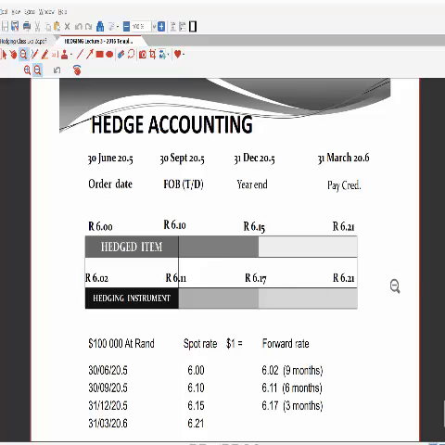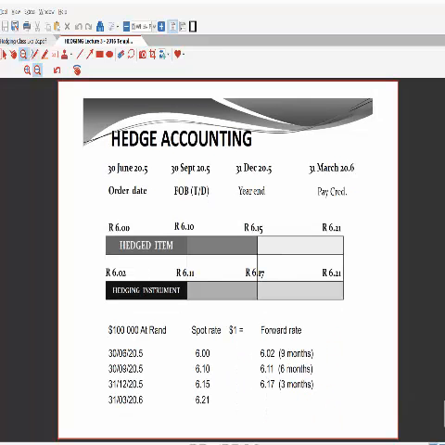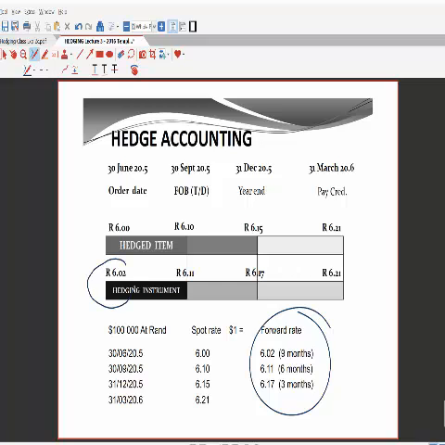If we look at the timeline, remember that for the FEC, we look at the forward rates firstly. Because the FEC was taken out on that date at a forward rate of 6 rand 2 cents, that will not change. The FEC is now fixed at 6 rand 2 cents. But we want to value that FEC.